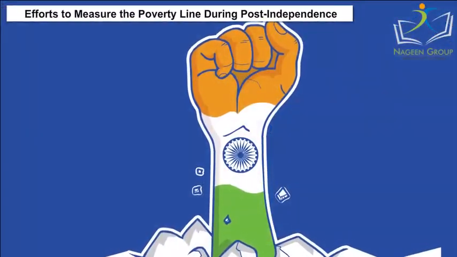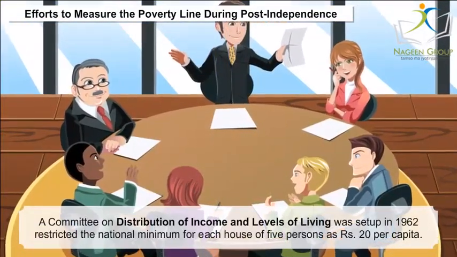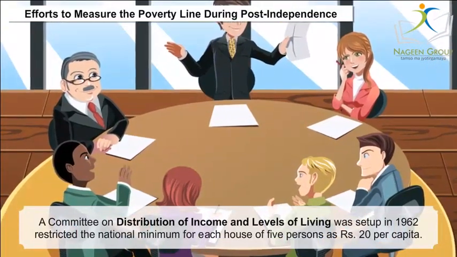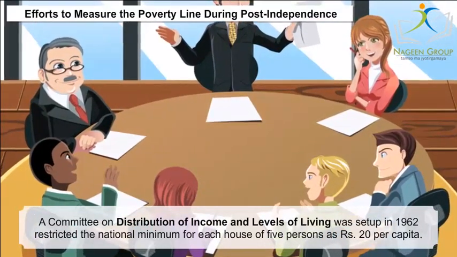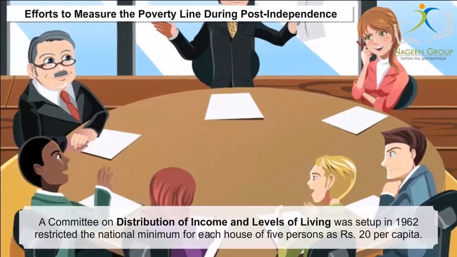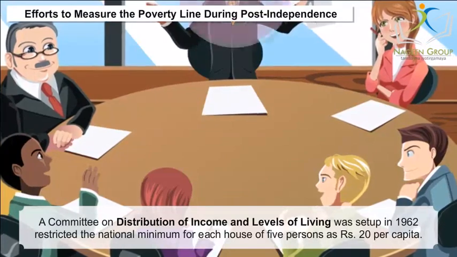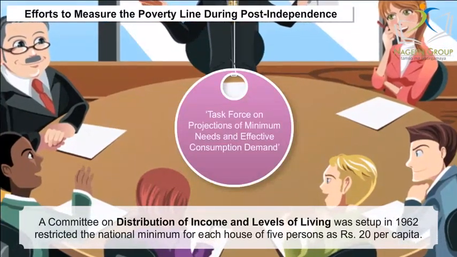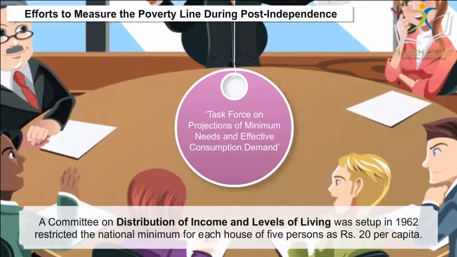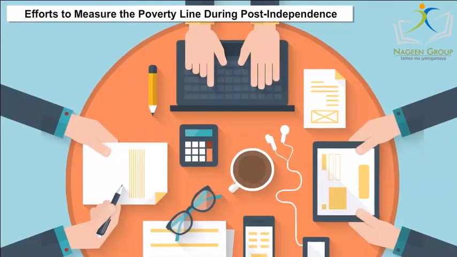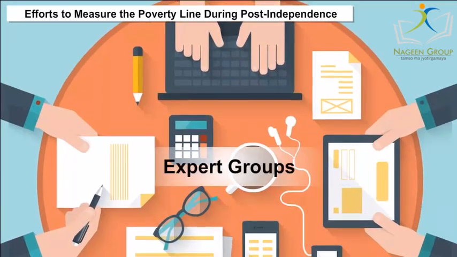Efforts to measure the poverty line during post-independence. A committee on distribution of income and levels of living, set up in 1962, fixed the national minimum for each household of 5 persons at 20 rupees per capita. In 1979, another body called the Task Force on Projections of Minimum Needs and Effective Consumption Demand was formed. And during 1989 and 2005, the government constituted expert groups for the same purpose.